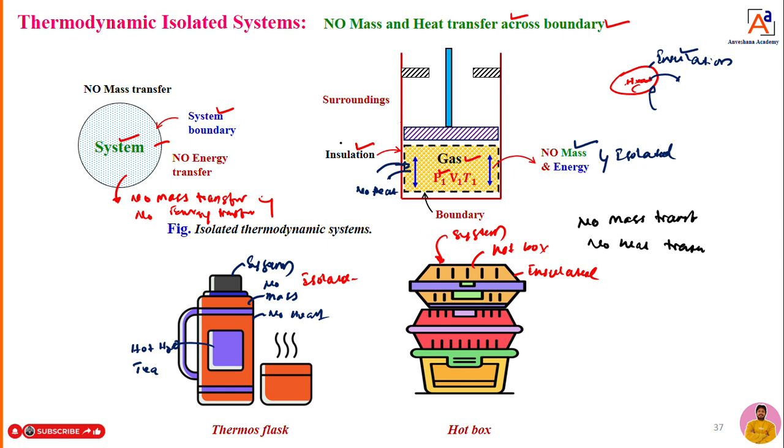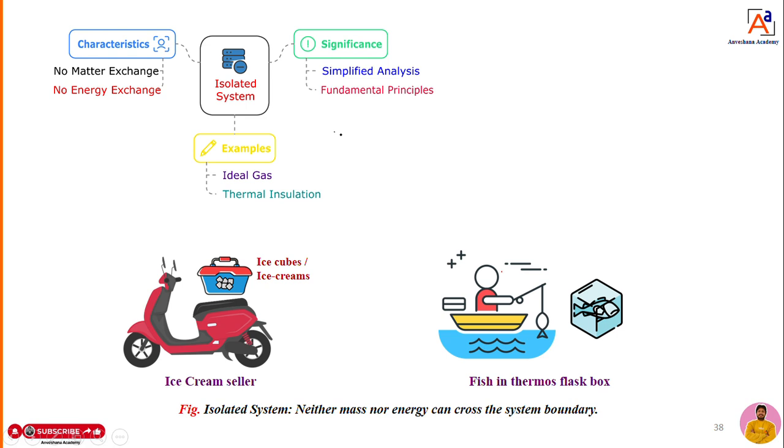Now I will move to the next slide. What are the characteristics of this isolated system, dear students? In an isolated system there is no mass transfer and no energy transfer. What is the significance of this isolated system? It gives a simplified analysis and it is a fundamental principle. Examples: an ideal gas, and as I told, thermal insulation also.